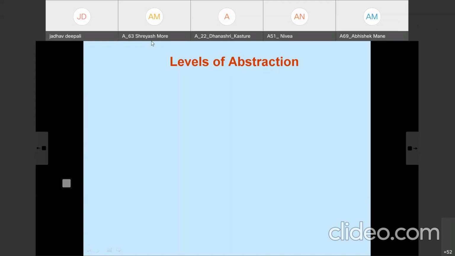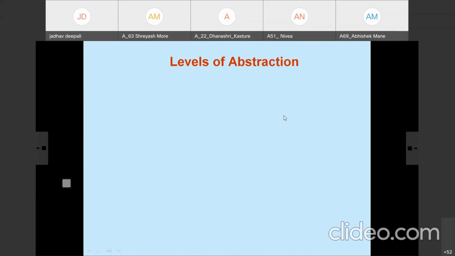Levels of abstraction. A database system, we know, is a collection of interrelated data and a set of programs to access or modify that data. A major purpose of a database system is to provide the user an abstract view of the data. This data abstraction is divided into 3 levels.